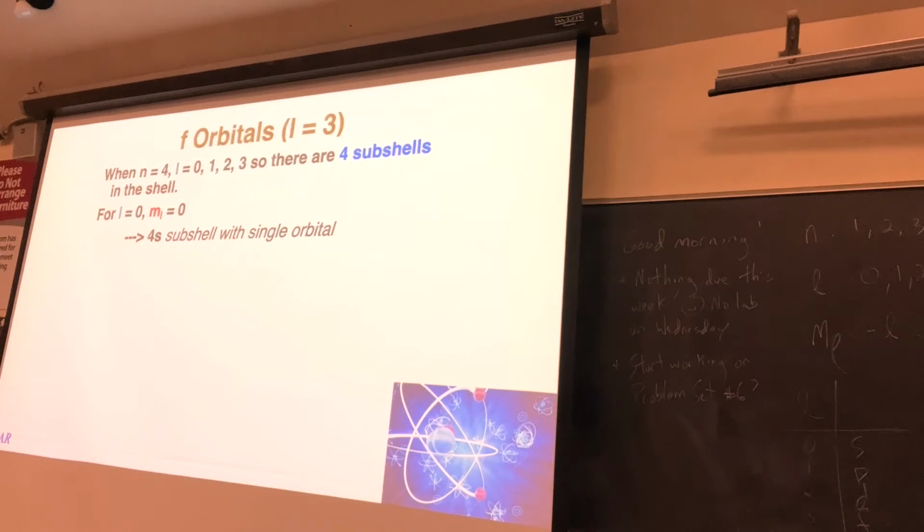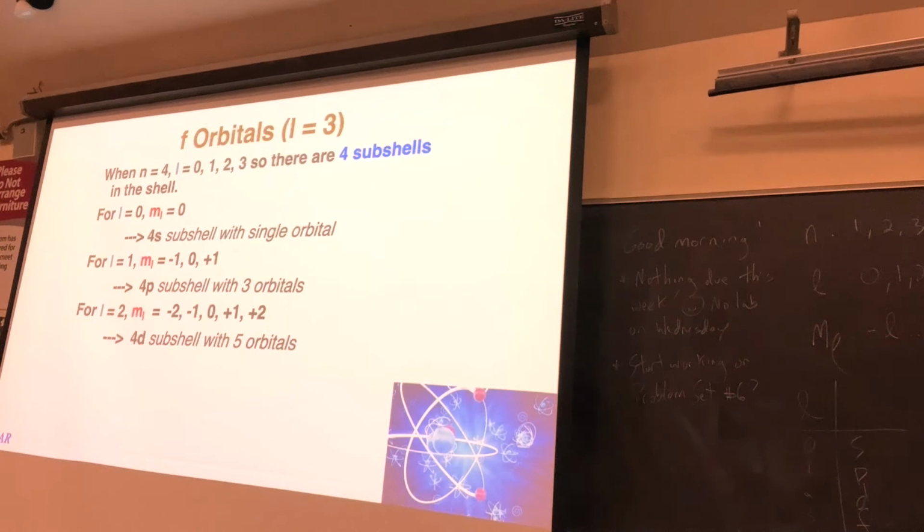Now, when L equals 0, that's when we get into the S subshell, all right? So for L equals 0, there's only one M sub L value, M sub L equals 0. That's like one room in this house. So the 4S subshell has a single orbital. Just like we saw on the last slide, if L equals 1, then M sub L goes from minus L to positive L in whole numbers. So minus 1, 0, plus 1. And each one of those represents one of the orbitals. So there are 3 orbitals in the 4p subshell.